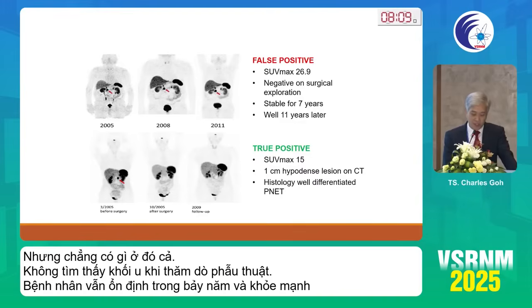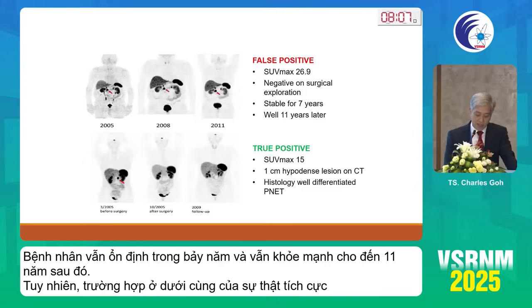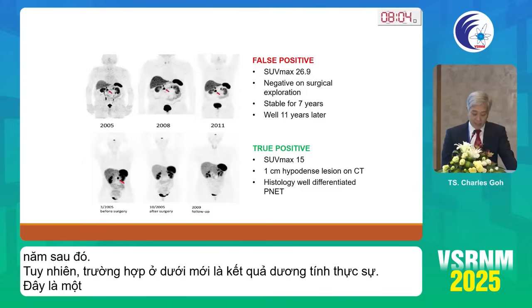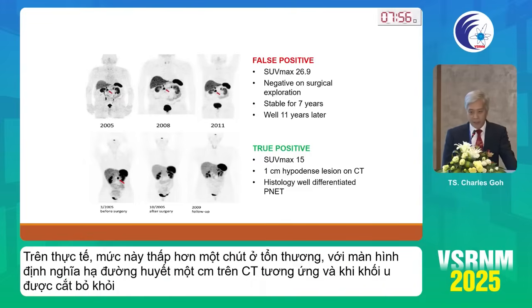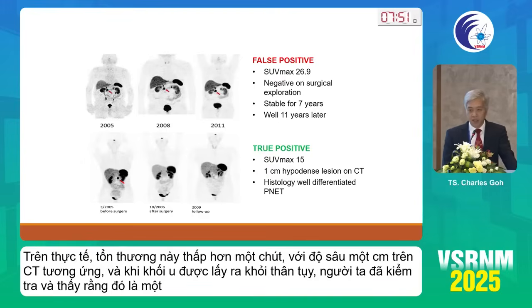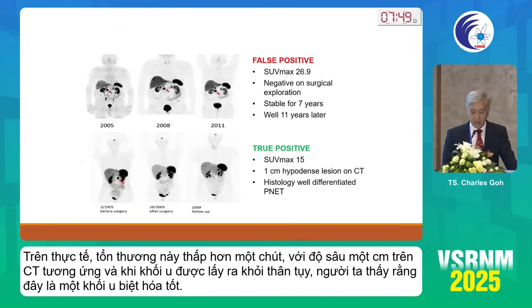However, the case on the bottom was a true positive. This was a slightly lower avidity lesion, actually, with a 1 cm hypodense lesion seen on the corresponding CT. And when the tumor, which was removed from the body of the pancreas, was examined, it was found to be a well-differentiated PNET on histology.